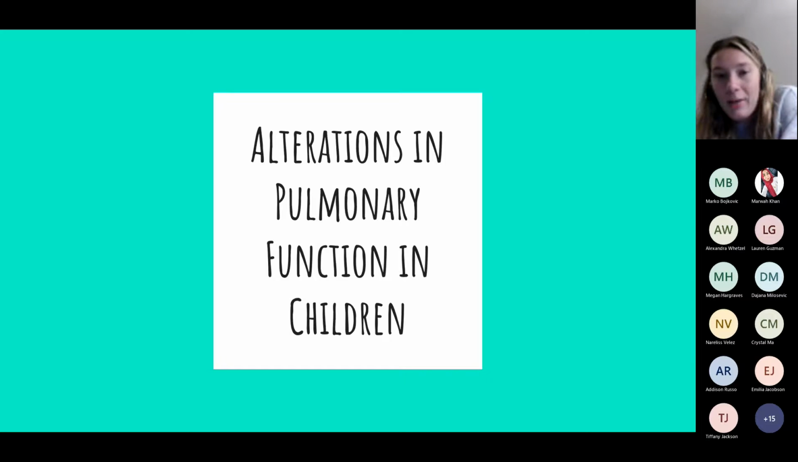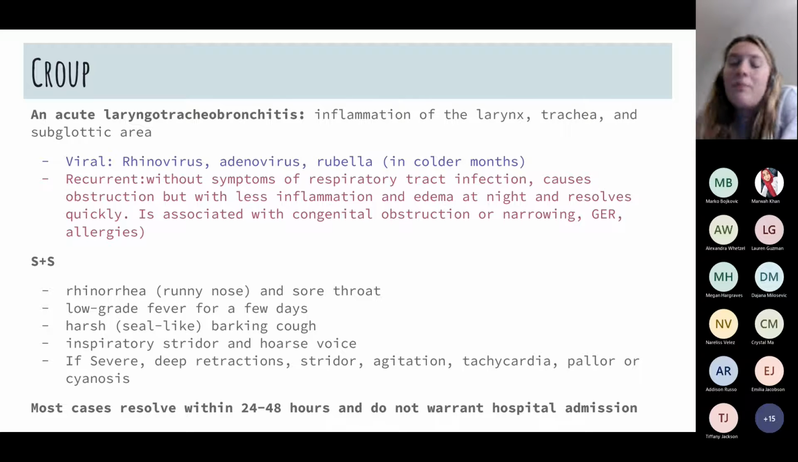So let's talk about our pediatric population. Croup is one of the most common things you'll probably see with your little ones. Essentially there's inflammation everywhere: inflammation of the larynx, trachea, and glottic area. Our most common is viral croup. You'll see these kids coming into the ED a lot of the time during the colder months. These patients can also have recurrent croup, which is a little more rare.